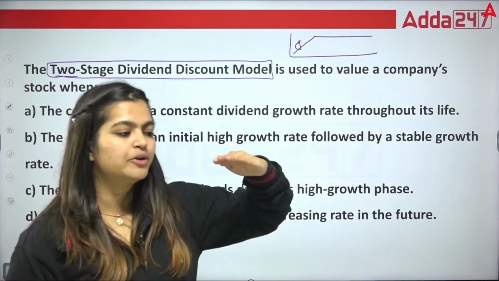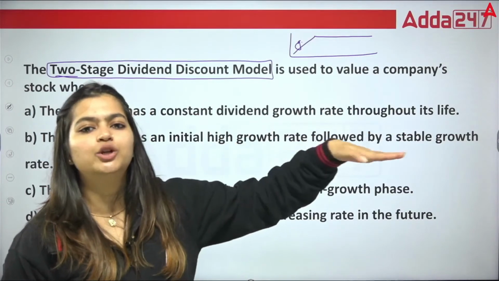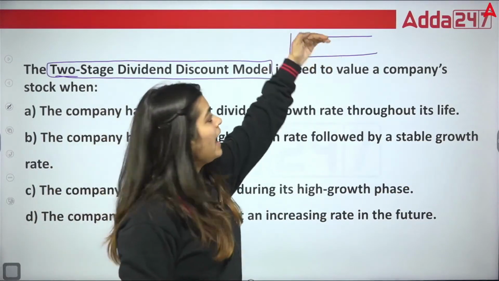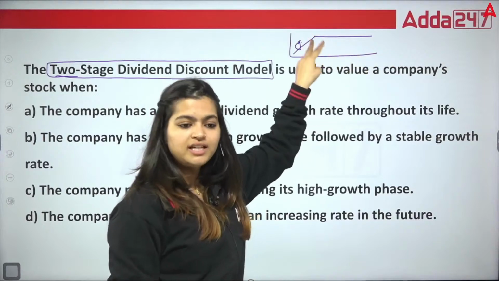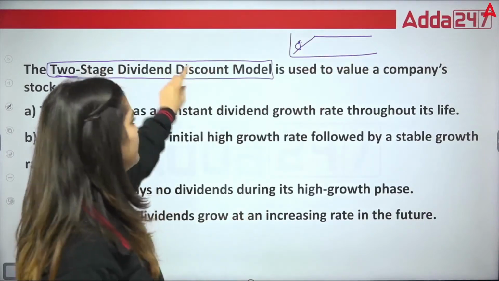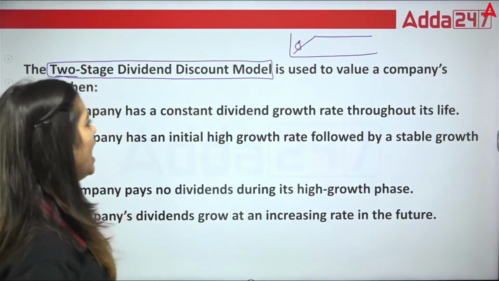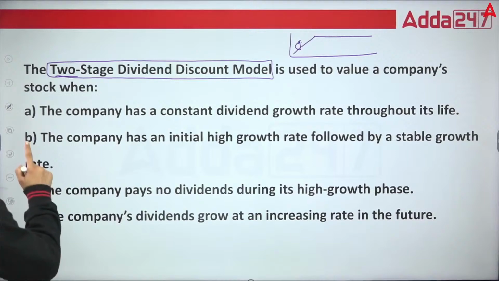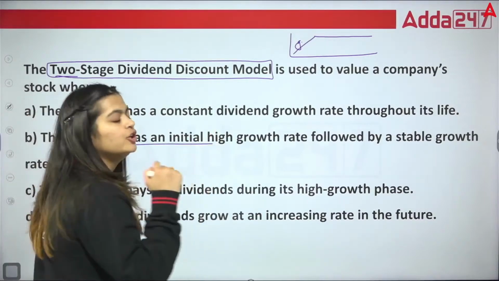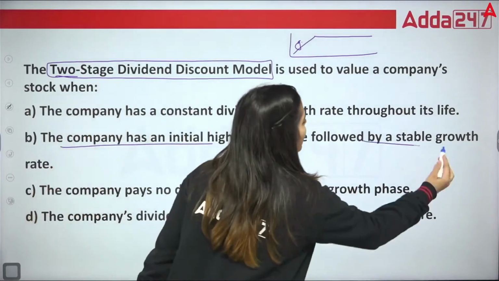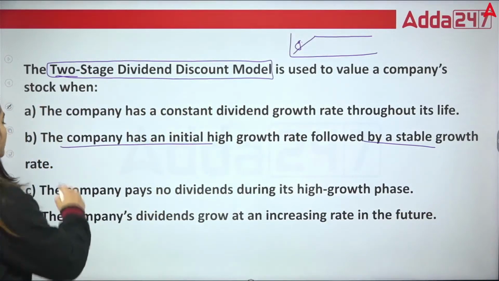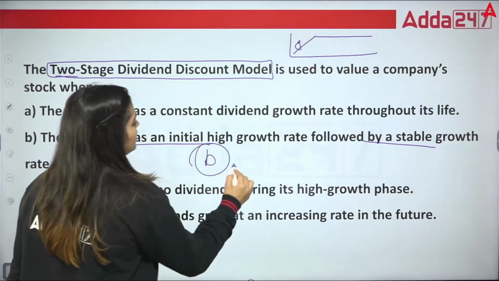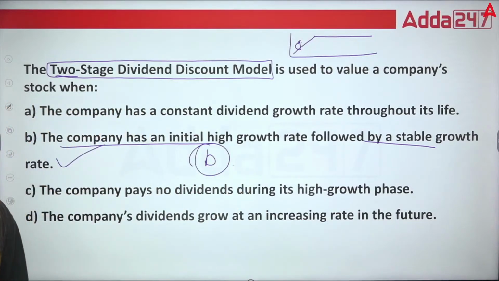Correct? After that, you are going to get constant growth from that company. So as you can see, this is your growing growth and this is your stable growth. So this makes it the two-stage dividend discount model. So out of the given options, which correctly describes this? Option B. The company has an initial high growth rate followed by a stable growth rate. So this is your two-stage dividend discount model.